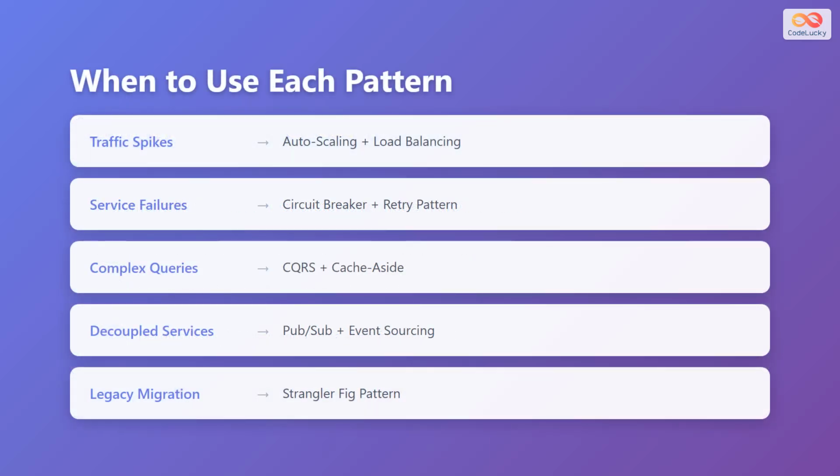Knowing when to apply each pattern is crucial. For traffic spikes, combine auto-scaling with load balancing to handle sudden increases in demand. When dealing with service failures, use circuit breaker together with retry pattern to prevent cascading issues while giving services time to recover. For complex queries, implement CQRS with cache aside to optimize both read and write operations. When you need decoupled services, PubSub combined with event sourcing provides flexible, scalable communication. And for legacy migration, the Strangler Fig Pattern offers a safe, incremental path forward.